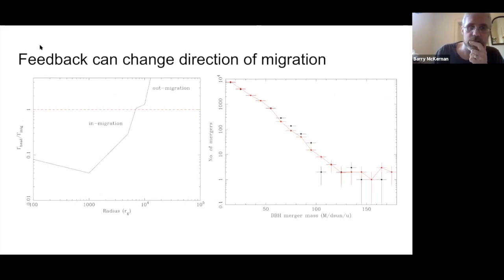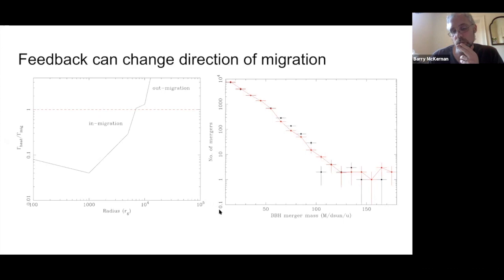What I've done is I've applied Jan Fay and Phil's prescription to one of the AGN disk models that I showed you earlier. Here's the ratio of the heating torque from feedback to the migration torque. Again, the heating torque tends to be outwards. The migration torque tends to be inwards. If the value of this ratio is bigger than 1, things will move out. If the value is less than 1, then things will move in the disk, but slower than they otherwise would.